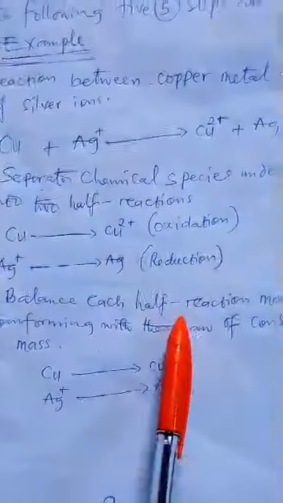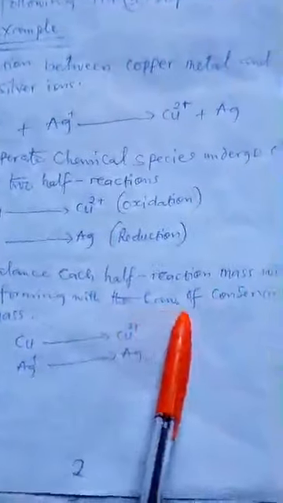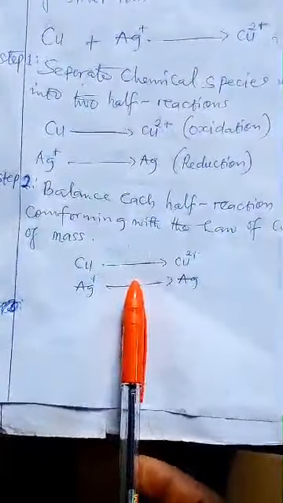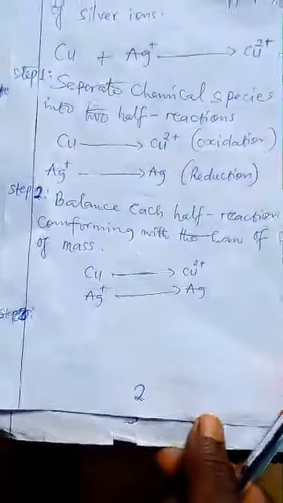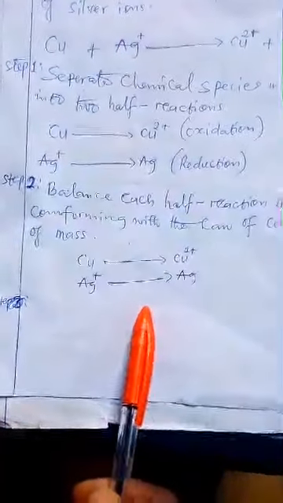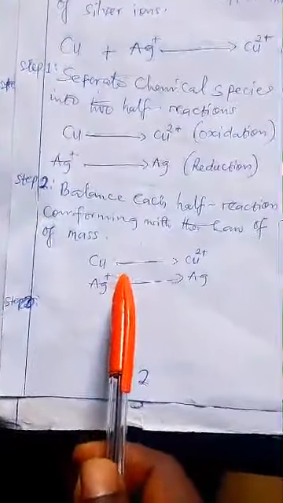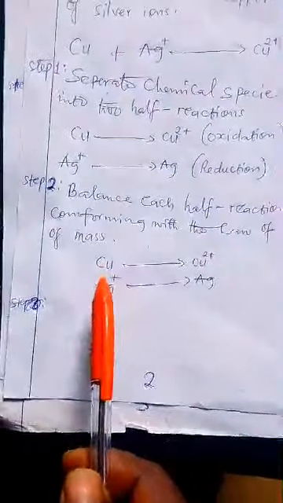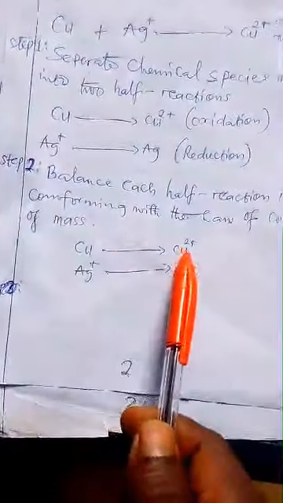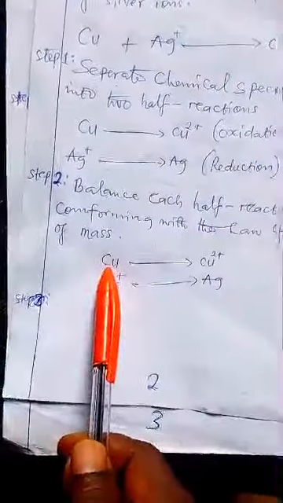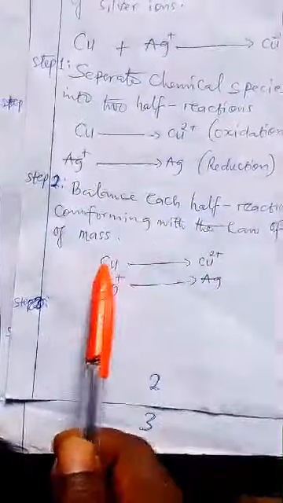Then step 2, balance each half reaction mass-wise by conforming with the law of conservation of mass. That is, the law of conservation of mass has been studied, that matter can neither be created nor destroyed, but it can be converted from one state to another. This is copper metal and copper ions. You've converted this one from metal to copper ions, but the mass is still the same.